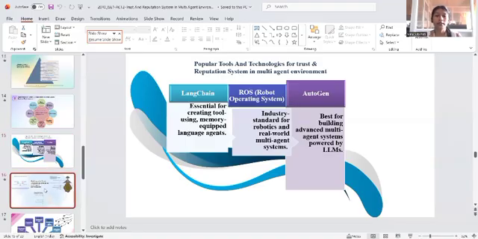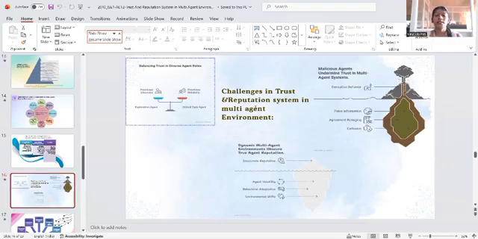Next, challenges in a trust and reputation system in a multi-agent environment. First one is balancing trust in diverse agent roles, as seen in the diagram. Second one is a dynamic multi-agent environment that obscures agent reputations, and third one is malicious agents undermining trust in multi-agent systems.